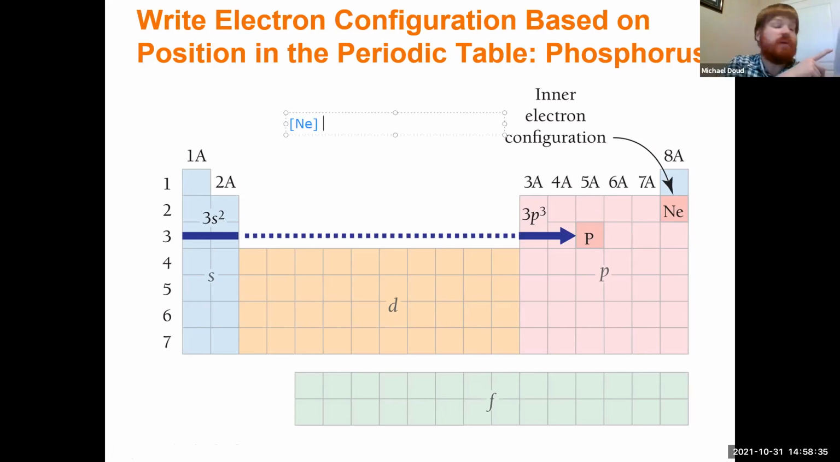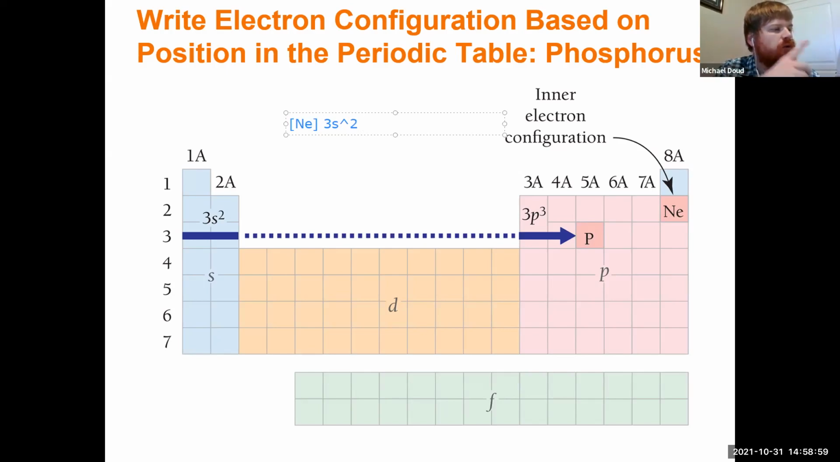Well, after neon, we go to period 3, sodium. And sodium's in the S block, so we're going to fill the 3s sublevel next. So we go sodium, magnesium. We're not to phosphorus yet. So that means we must have filled the 3s sublevel, 3s2. And remember, it should be superscripted. I just can't do that on the Zoom telelink here.